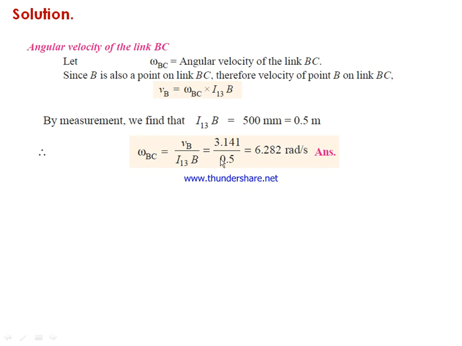Now coming to the determination of the angular velocity of link BC, omega BC. Since B is also a point on link BC, the velocity of point B on link BC will be equal to omega BC into I13 B. From the measurement, the distance of instantaneous center I13 from point B is 500 mm. Substituting this, we get the angular velocity of link BC as 6.282 radians per second.